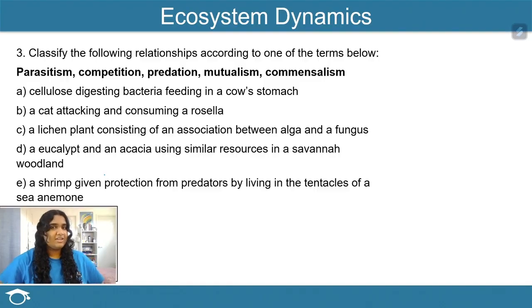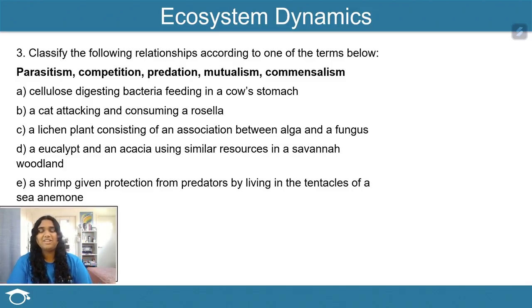Okay, this is the next question I have for you guys. Classify the following relationships according to one of the terms below. So we've got parasitism, competition, predation, mutualism, and commensalism. You've got 1, 2, 3, 4, 5 little questions here. So if you give yourself 5 minutes to answer this question, honestly, you could probably get it done a little bit quicker than that. But pause the video, get the question done, and I will go through the answer now.